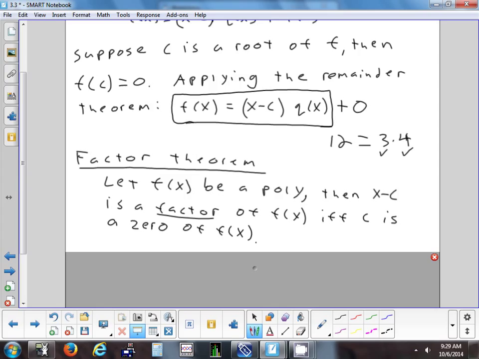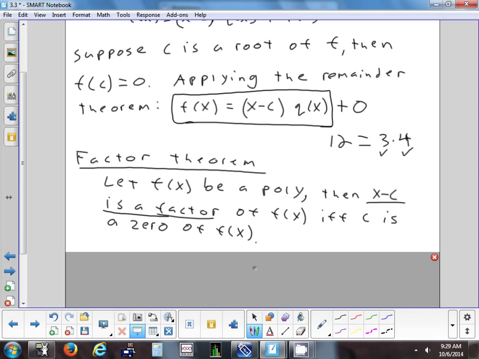Okay, and our factor theorem, formally it says that let f of x be any polynomial. Then x minus c will be a factor if and only if c is a root, or c is a 0. The reason why? If it's a root, we're going to get remainder 0. So now we have another way of saying a couple statements I said earlier. If something's a root, it's a 0, it's an x-intercept, and x minus c is a factor. That's a fourth way of saying the same thing.